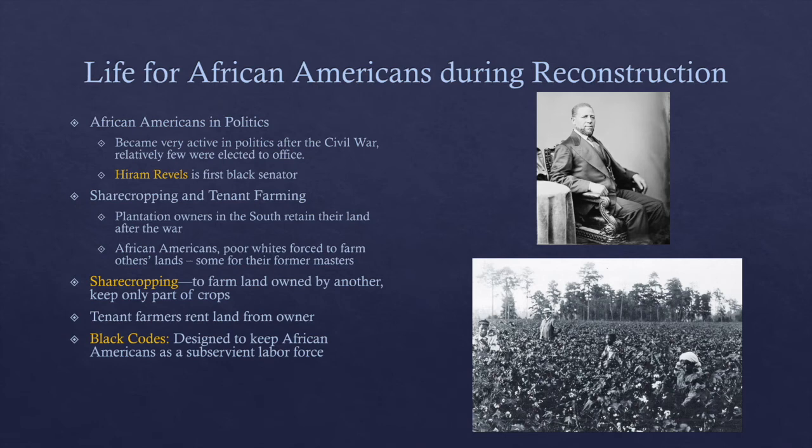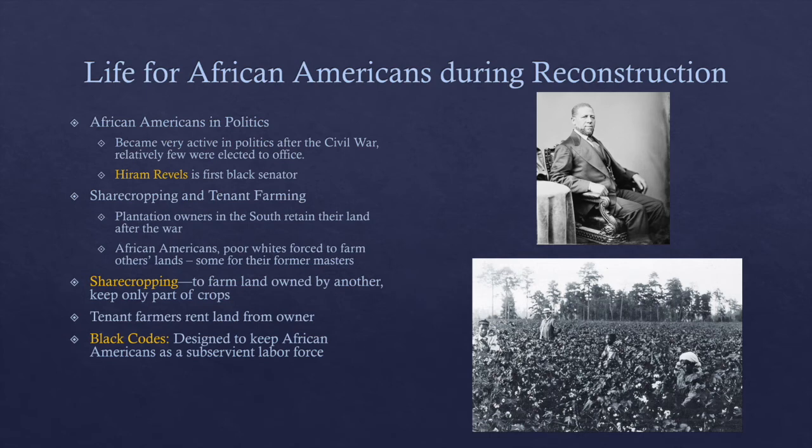Thousands of former slaves find themselves working as sharecroppers, many of them on land owned by their former master. Many poor whites become sharecroppers as well. If you're giving away a tremendous amount of everything you produce, your ability to move up the economic ladder is tremendously hindered. There's also the passage of things called black codes.